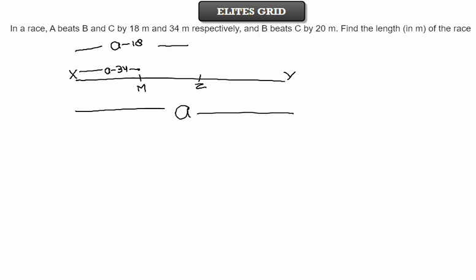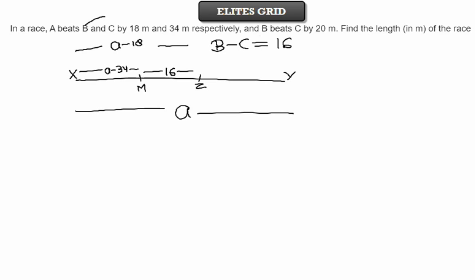That means the distance between M and Z will be 16. A minus 18 minus (A minus 34), that distance is 16. That means when A covers the total distance, this XY distance, at this point the difference between M and Z is 16. That means the difference between B and C will be 16.